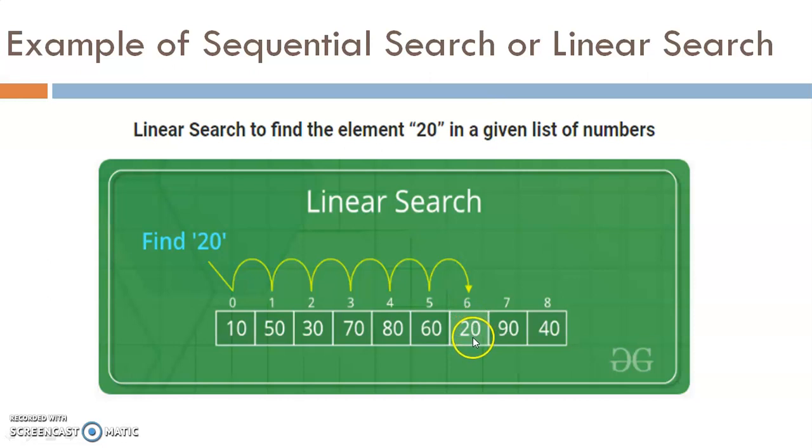Now we have found our searching element, which is located at array index 6, and the location of this element 20 in the array is 7th: array index plus 1, that is 6 plus 1, which means 7. So our searching element is found at location 7. So the message will be printed: searching element search is successful and the searching element is at location 7.